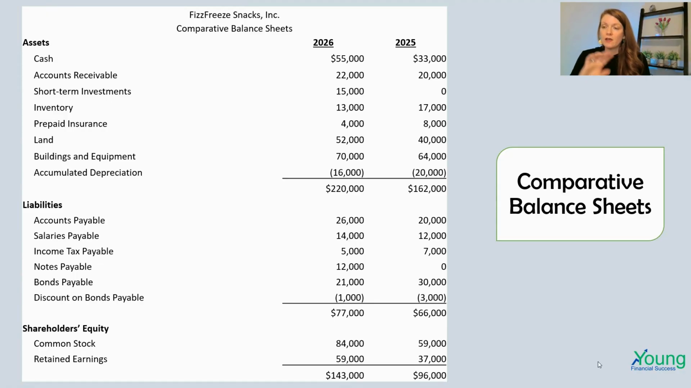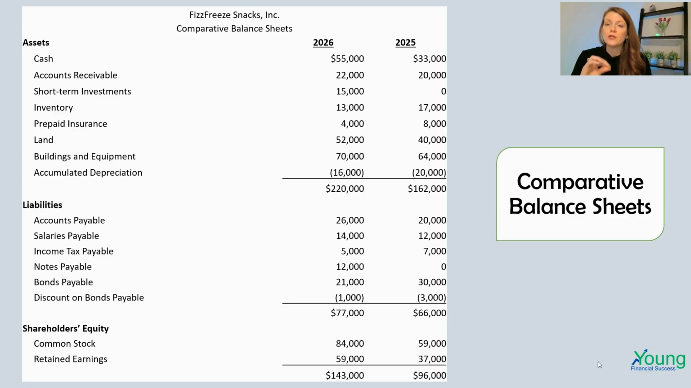You're going to see everything from accumulated depreciation. We see a decrease in accumulated depreciation. So why would that be? We're going to look at why that is. Then we look at our different liabilities. We didn't even have notes payable in 2025, but now we have it in 2026. We see our discount on bonds payable decreasing by $2,000. And then we even see differences in common stock and retained earnings.